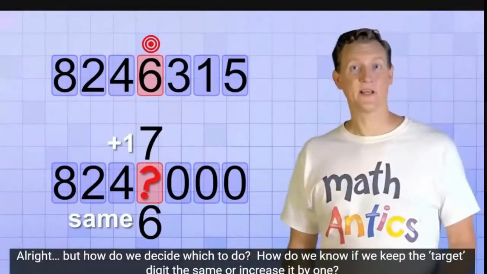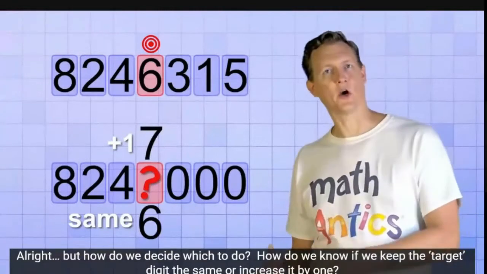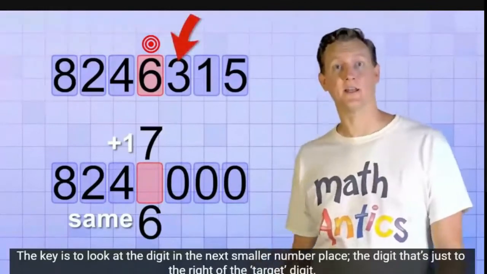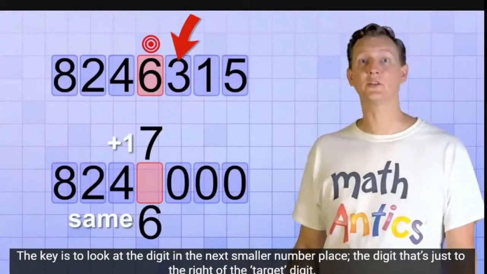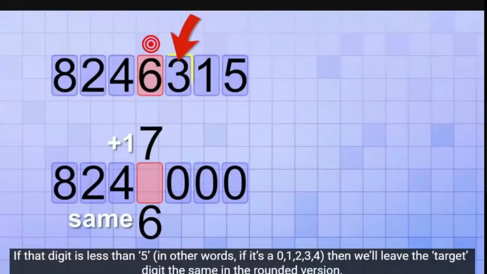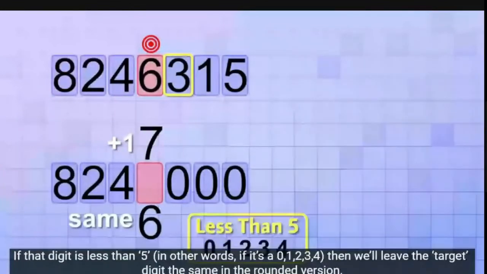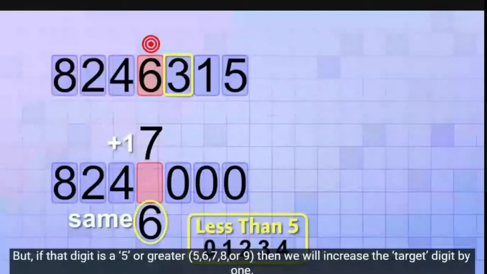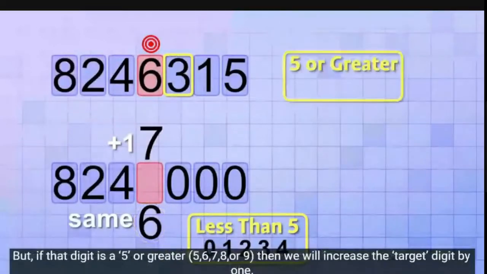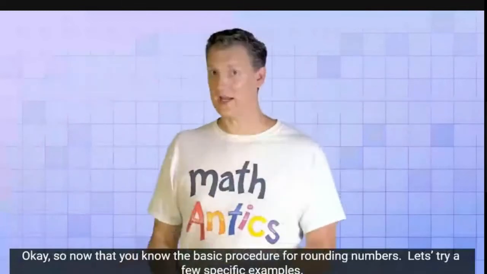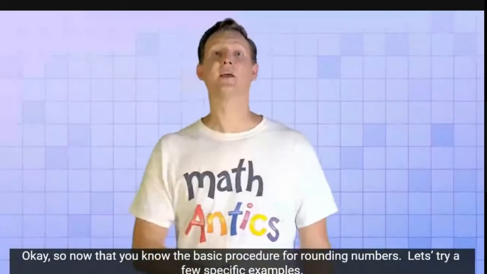All right, but how do we decide which to do? How do we know if we keep the target digit the same or increase it by 1? The key is to look at the digit in the next smaller number place, the digit that's just to the right of the target digit. If that digit is less than 5, in other words, if it's a 0, 1, 2, 3, or 4, then we'll leave the target digit the same in the rounded version. But if the digit is a 5 or greater, 5, 6, 7, 8, or 9, then we'll increase the target digit by 1.